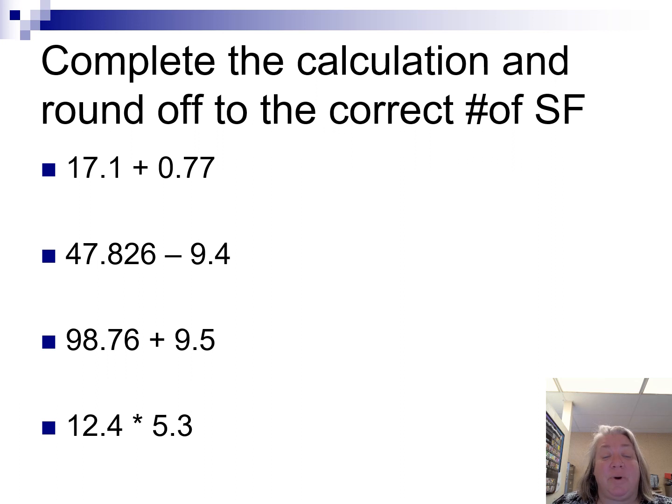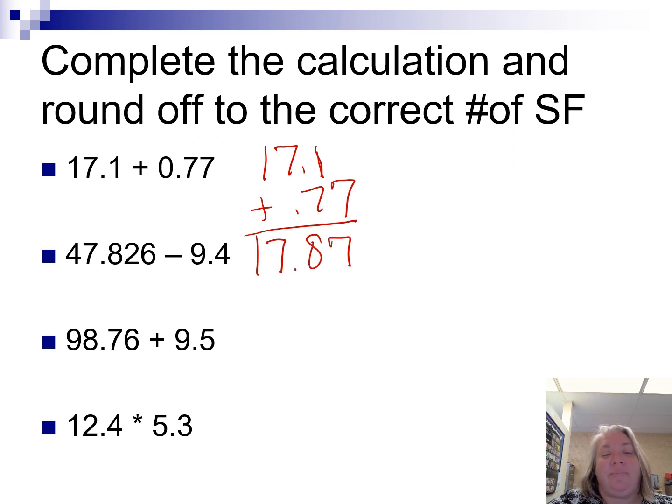All right, on this next one, we are supposed to complete the calculation and then round off to the correct number of sig figs. So the first one, we have 17.1 plus 0.77, so 17.87. And then we're going to round off to the correct number of sig figs. Now, when we add or subtract, that's going to go by the number of decimals. So I lined it up whenever I was adding them. I know it looks a little messy. And then I'm going to draw a line. And I know that I need these places right here.